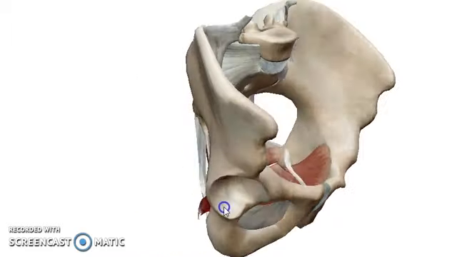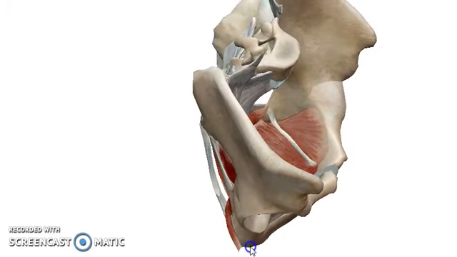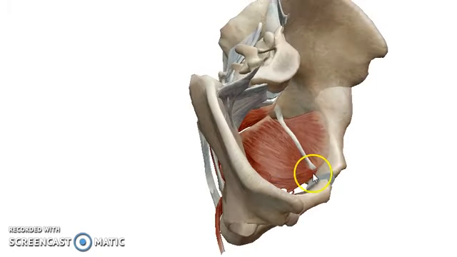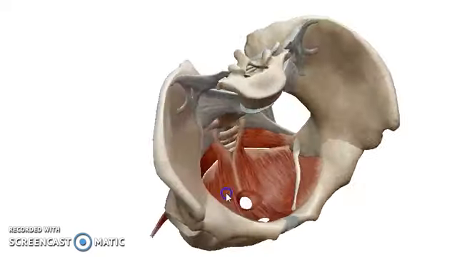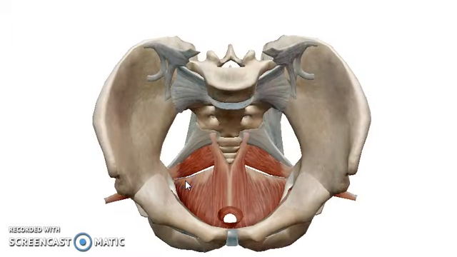Let's see the left side. Levator ani muscle originating from the back of the body of the pubis, the tendinous arch or the white line of the obturator fascia, and the pelvic surface of the ischial spine. This is regarding the origin of both levator ani on the right side and on the left side.